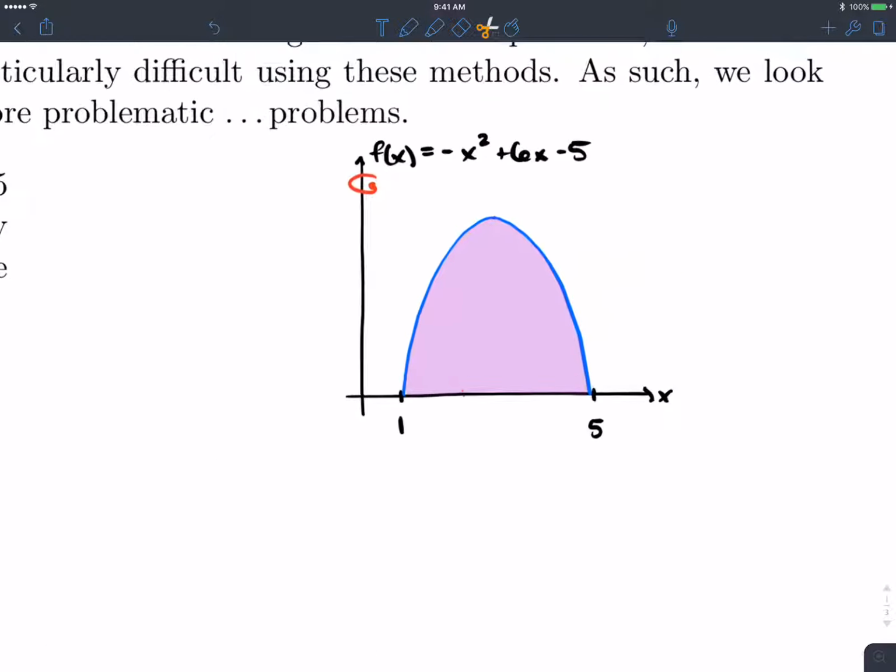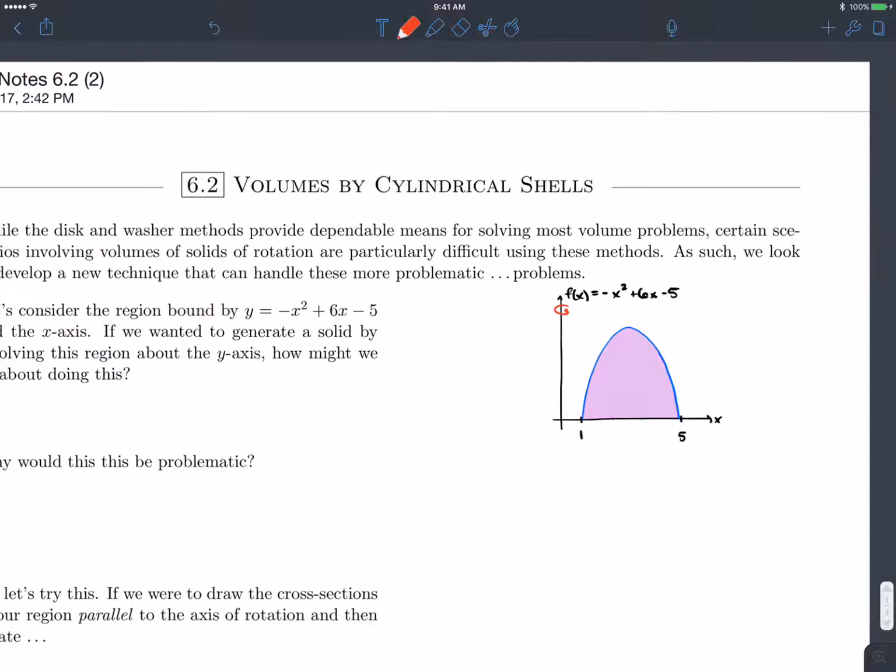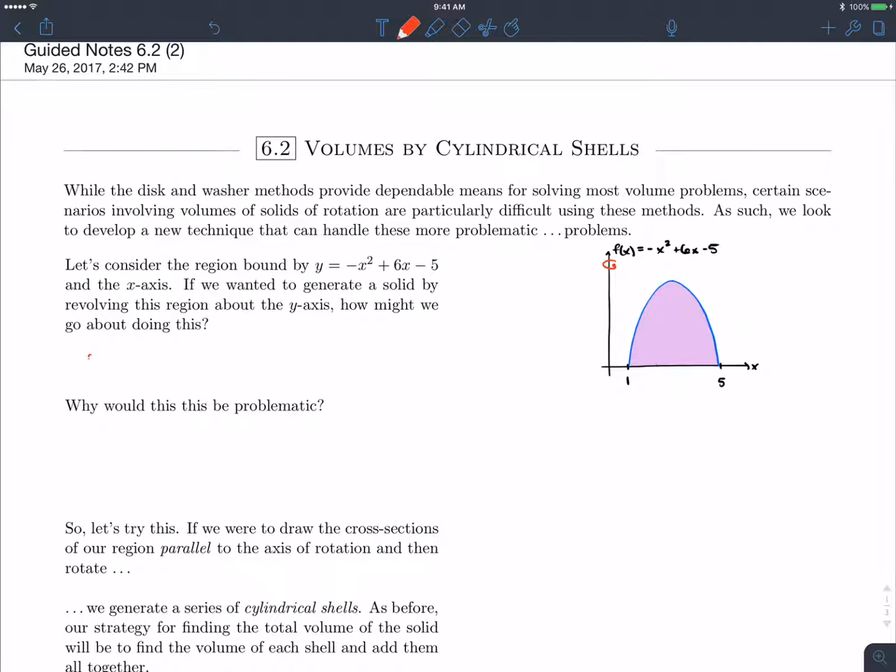Well, if we were to look at our area and keep in mind what we learned in section 6.1, we might say, let me draw my cross-section, and since we're doing a rotation around the y-axis, we would draw a cross-section perpendicular to the axis of rotation, in this case the y-axis. Since there is a gap between the axis of rotation and the cross-section, this looks like a characteristic washer method. So we would say that's got to be a washer method, and we're going to go ahead and write that in right here. So, washer method.